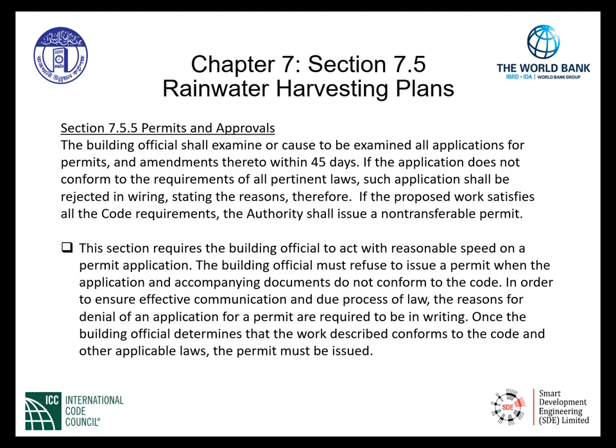This section requires the building official to act with reasonable speed on a permit application. The building official must refuse to issue a permit when the application and accompanying documents do not conform to the code. In order to ensure effective communication and due process of law, the reasons for denial of an application for a permit are required to be in writing. Once the building official determines that the work described conforms to the code and other applicable laws, the permit must be issued.